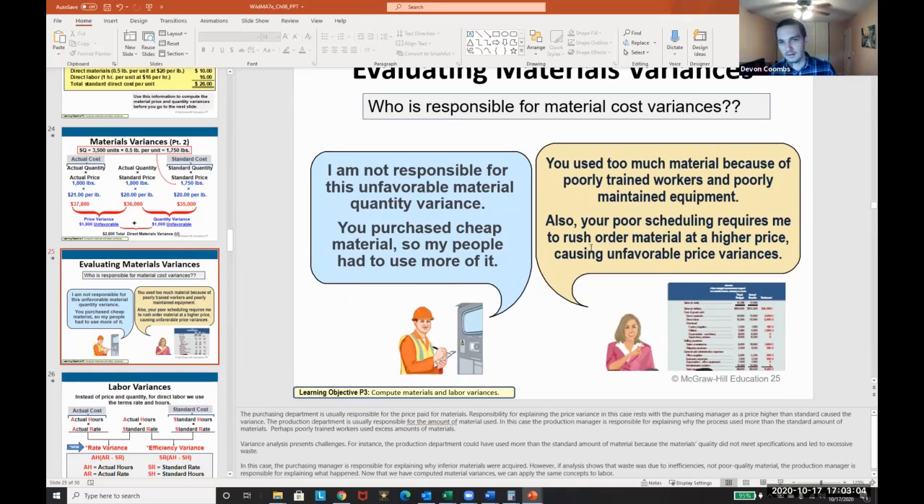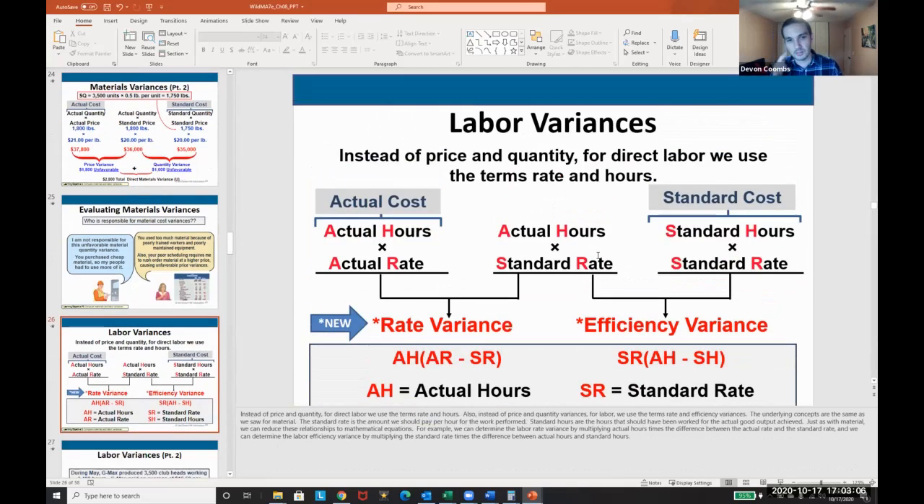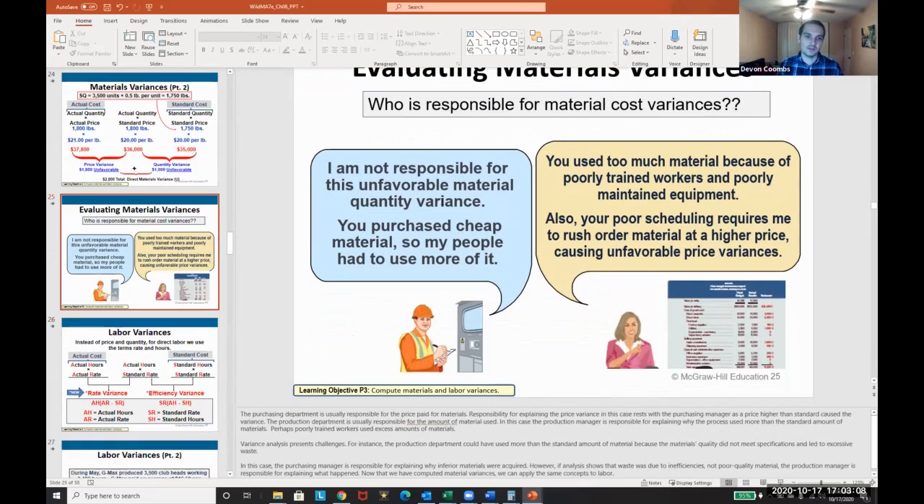So they're just saying an example of how you might investigate. You might talk to the person responsible, and the labor person says, "Hey, I'm not responsible for this. You bought cheap materials, and so we had to use more of it because it kept breaking down." But then the manager might say, "You used too much material because you trained the workers poorly, so we're going to figure out better training," or "your poor scheduling." So we'd have to go and investigate why these material variances existed, find the root reason, and try to fix it.